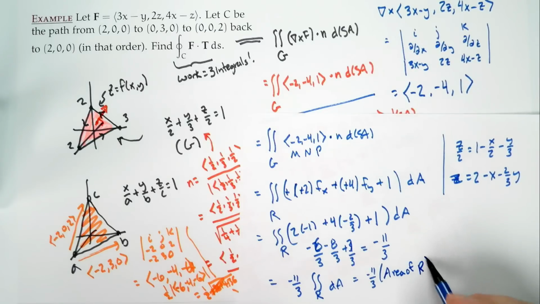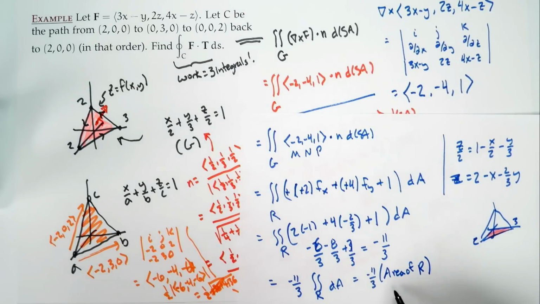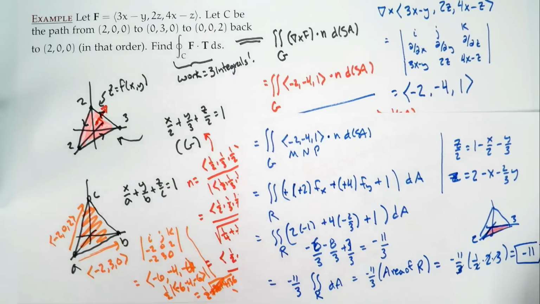What's R? We haven't even talked about it yet. Well, R is the area that's in the xy plane if we were to cast our shadow. So it's this triangle. So what can we say about this triangle? Well, intersections here are at 2 and 3. So the area of R is 1/2 base, which is 2, times height, which is 3. 2's cancel, 3's cancel, and we finally end up with an answer, -11.